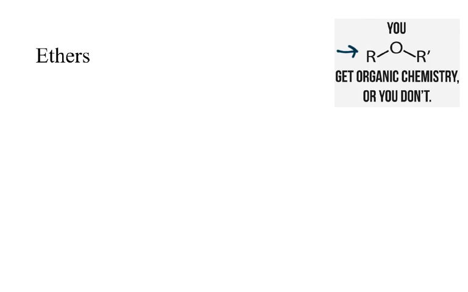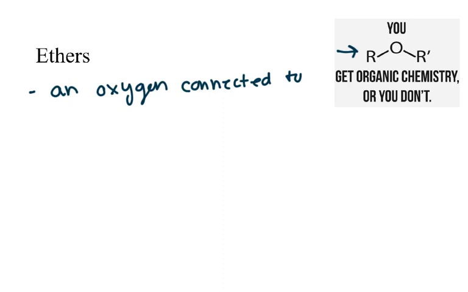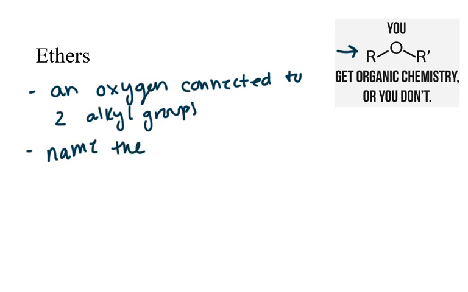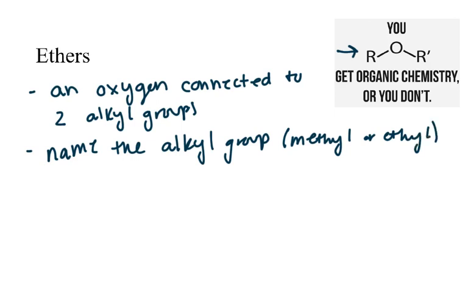So again, the R's are your chain and the O is what makes it an ether. So it's an oxygen connected to 2 alkyl groups. So we name the alkyl group first, either methyl or ethyl. Remember our alkyl groups from the other lesson. And then we follow it up with the word ether.